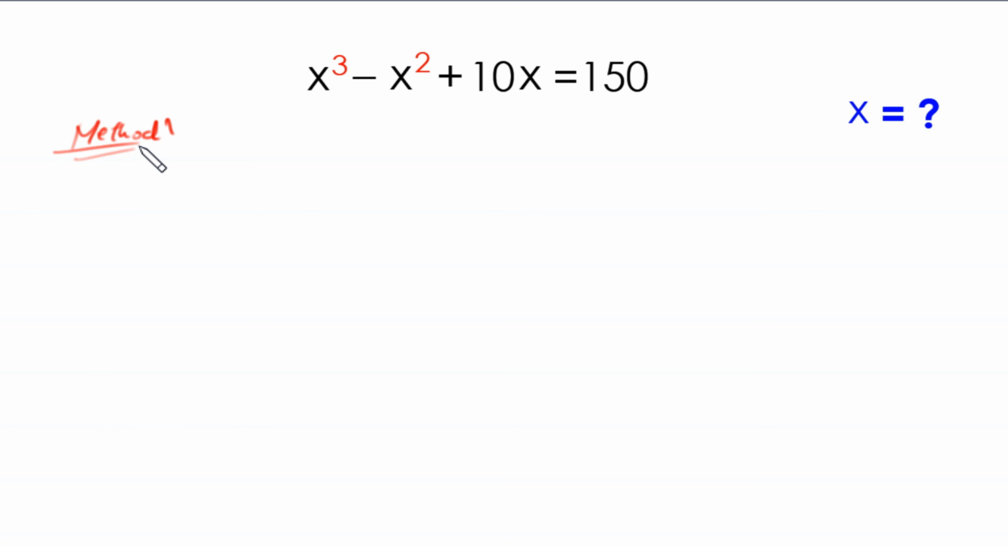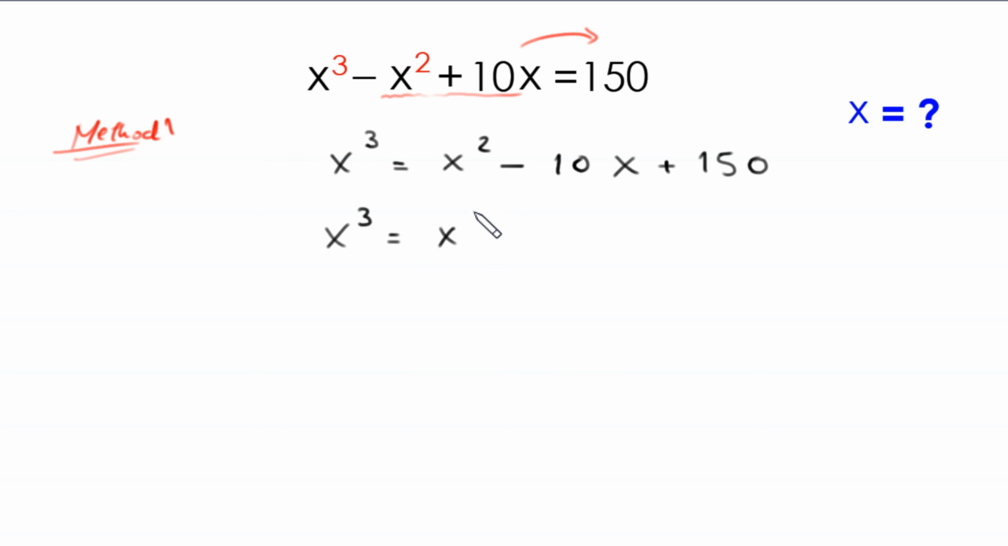In this method we move these two terms, negative x squared and plus 10x, to the right hand side. So this will become x cubed equal to x squared minus 10 times x plus 150. Next, x cubed equal to x squared minus this 10x, which can be written as 2 times x times 5. To complete the square we add here 25 and we subtract 25 plus this 150.